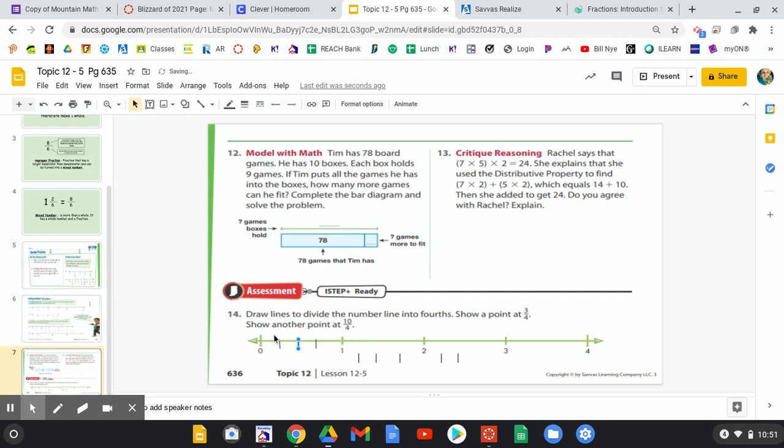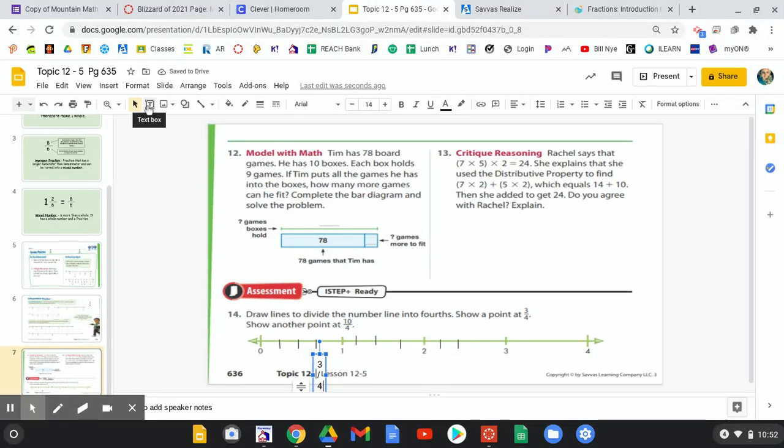Okay, so that gives us 1, 2, 3, 4, 5, 6, 7, 8, 9, 10, and you could keep going, but I'm going to stop there because that gets us where we need to be. So the first one I have to label is 3/4, so I just come down here and I count to 3. 1, 2, 3. So I put a 3/4 here. 3/4.